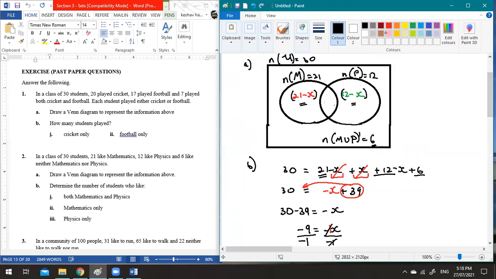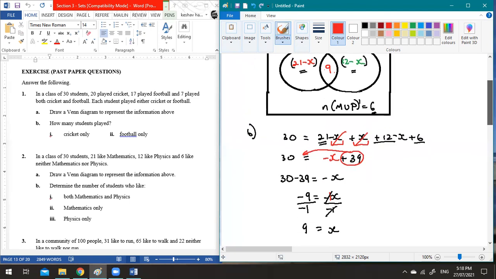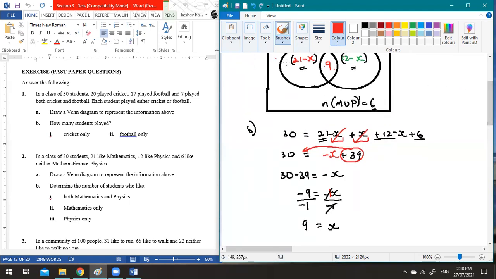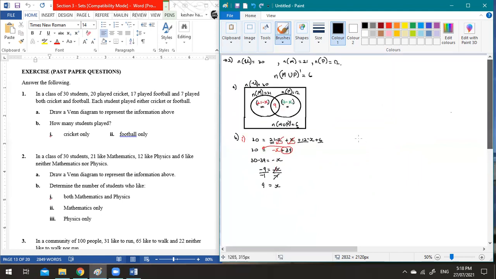So in the middle here, you'll have 9 students who like both maths and physics. Right? And to determine the number of students, so this will be part 1. To determine the number of students that would like mathematics only, so part 2, maths only, you will take the number of students who like maths, which is 21, and minus 9. So this will be 12.